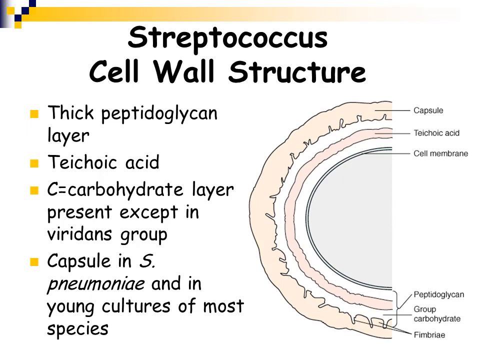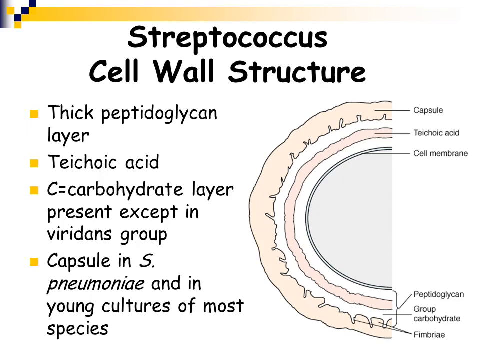The cell wall of Streptococcus, because it's a gram-positive organism, if you remember, there's a thick peptidoglycan layer on the outer surface of the cell wall. There's also teichoic acid, but a much smaller amount of teichoic acid than peptidoglycan. There's a carbohydrate layer, that the Lancefield antigen carbohydrate layer, except for the viridans group. Remember, they don't have Lancefield antigens.